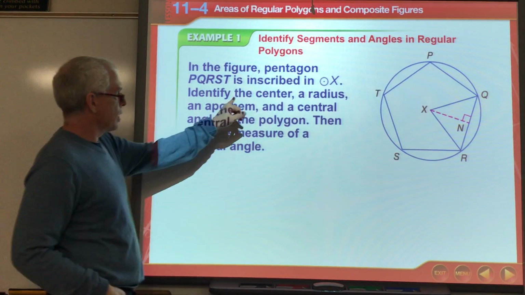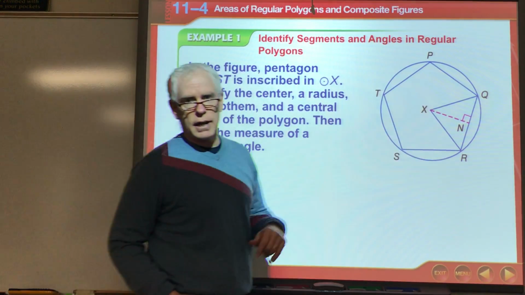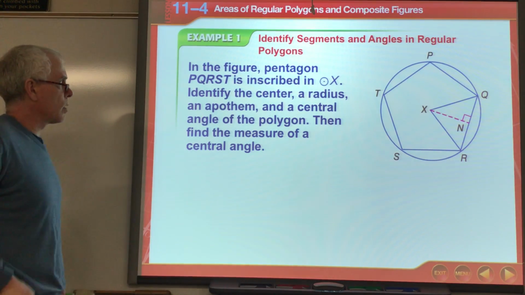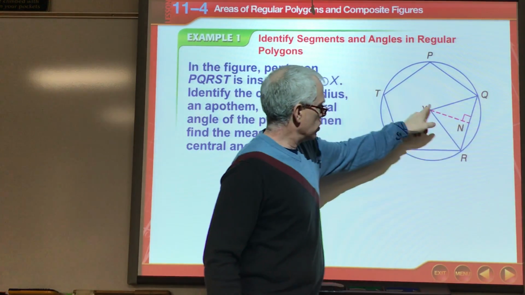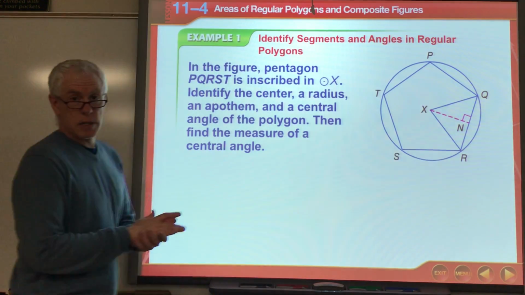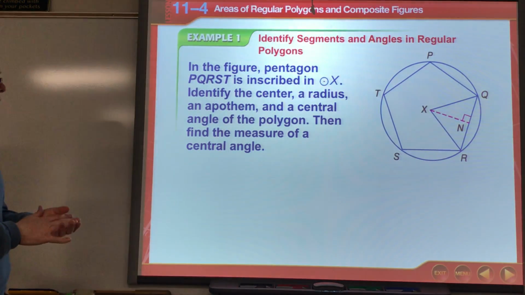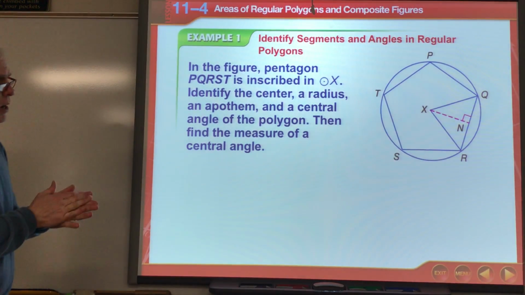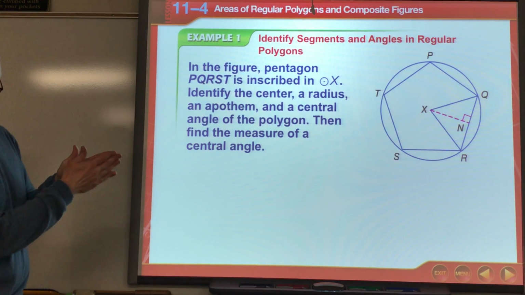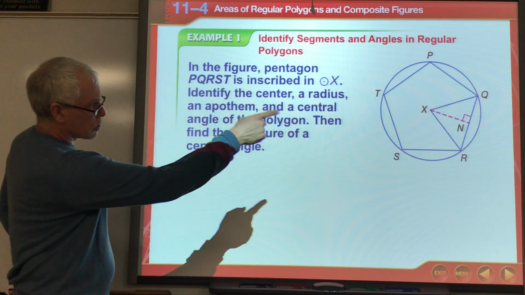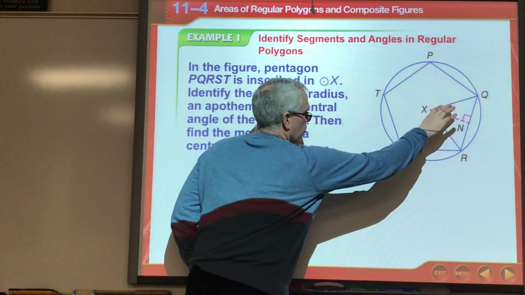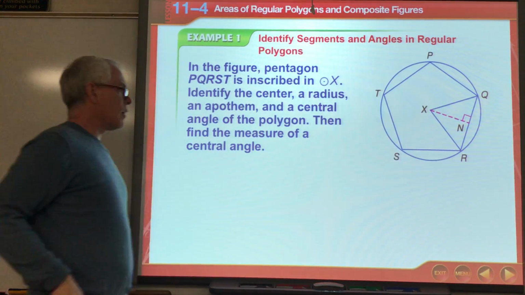Okay, so let's go back here. The center, that's going to be X, okay, because it's the center of the circumscribed circle. A radius, you've got a couple options, XQ or XR, because you have to go from the center to the edge of the circle. The apothem, the only apothem drawn in there is XN, because it goes from the center perpendicular to a side. And a central angle, angle QXR, that's this angle right here. And then we're supposed to find the measure of it.